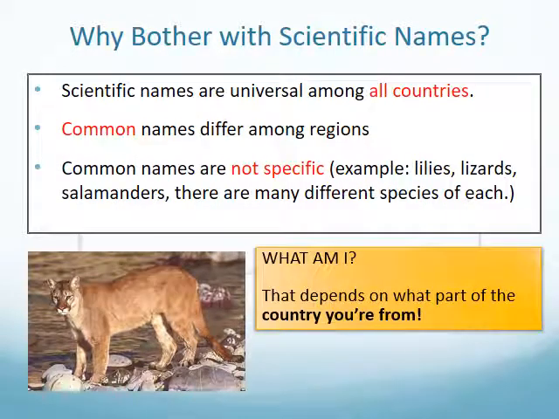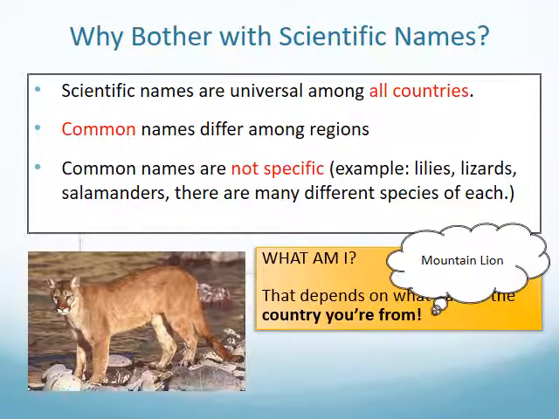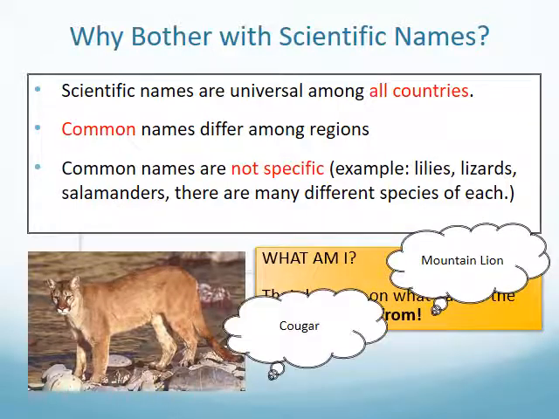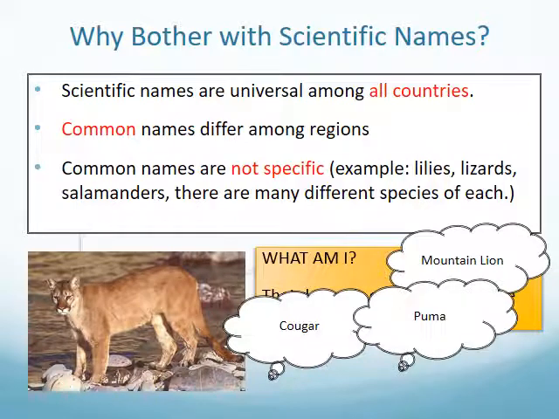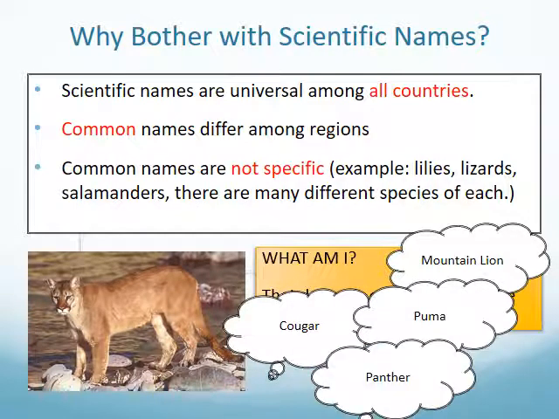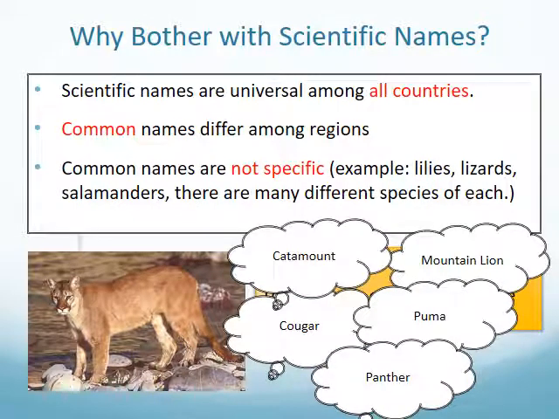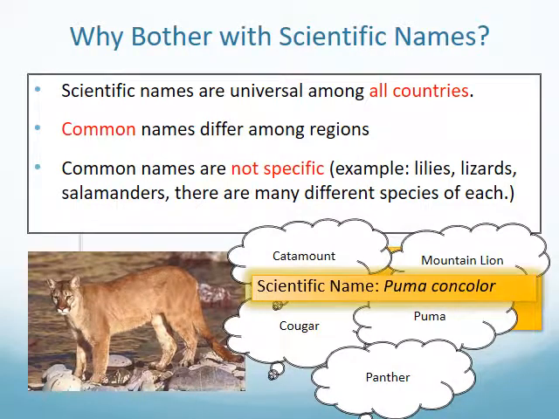So what about this? Well, what is that? Guess what? It depends on the part of the country you're from. It could be a mountain lion. It could be a cougar. It could be a puma, a panther, a catamount. But its scientific name is Puma concolor.